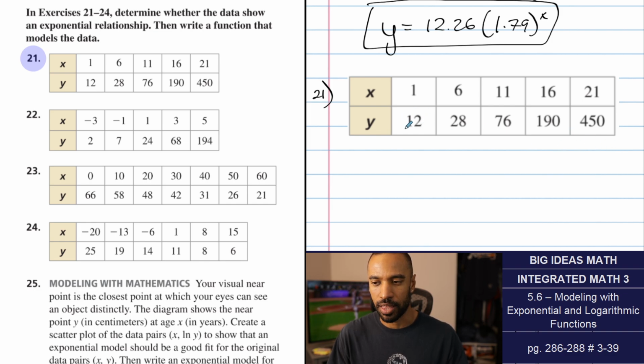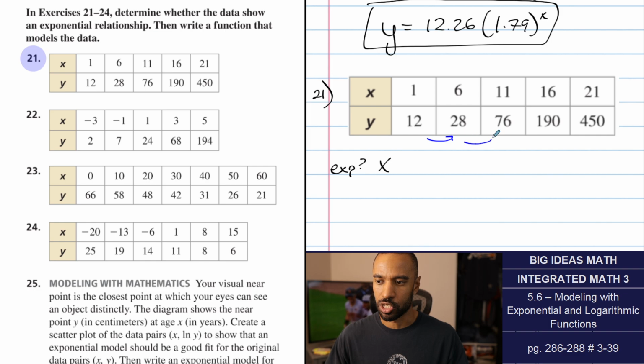And you go, how do we figure that out? 12 times what is 28? You do 28 divided by 12 to figure it out. 28 divided by 12 should be 7/3, so 2.3 repeating. How about 76 divided by 28? I'm doing these in the calculator, by the way. It's not the exact same thing. So it's not exponential, at least not exactly.